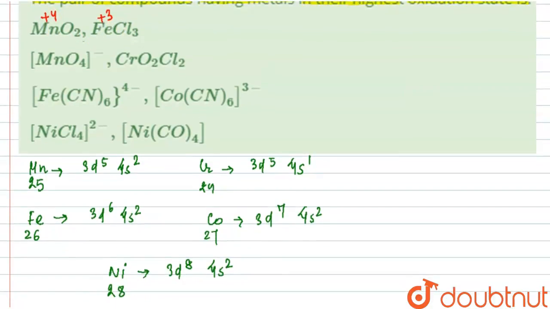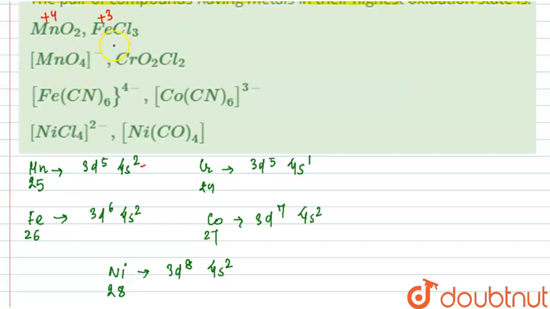Now, if we have a look at their electronic configuration in the ground state, after losing 4 electrons, manganese has lost 2 electrons from the s orbital and 2 from the d orbital. So manganese still has 3 electrons left in its d orbital, which it can lose further to get oxidized. So manganese is not at its highest oxidation state.